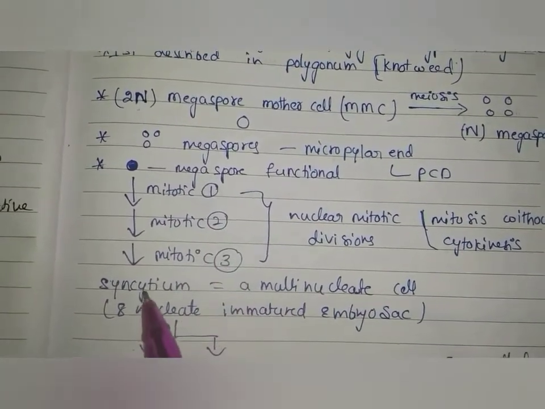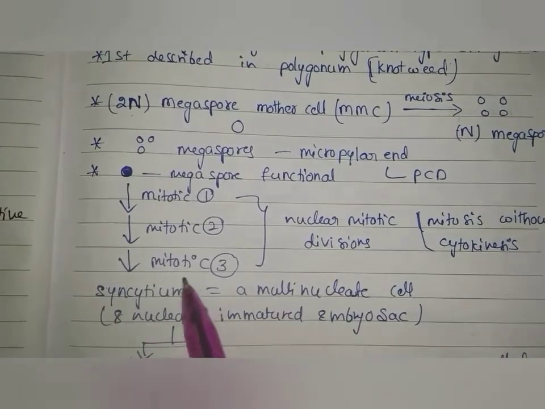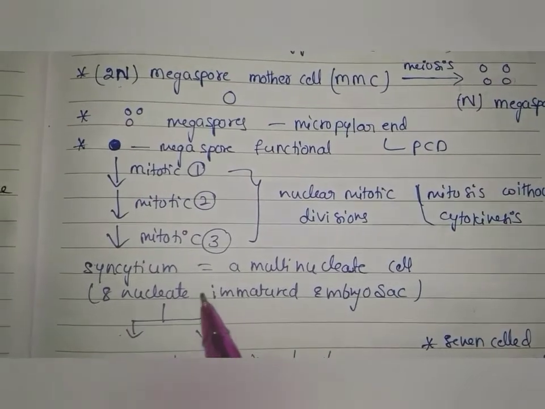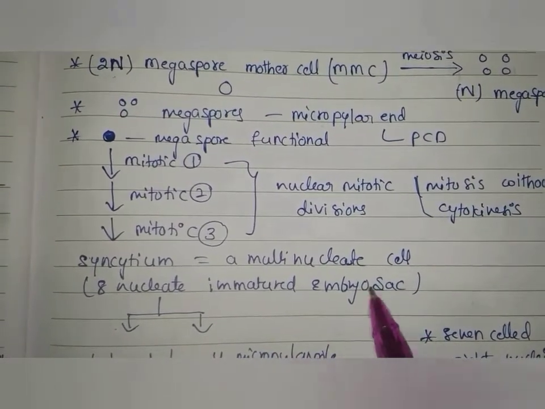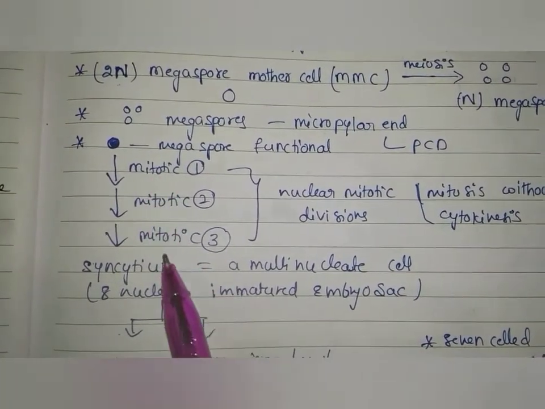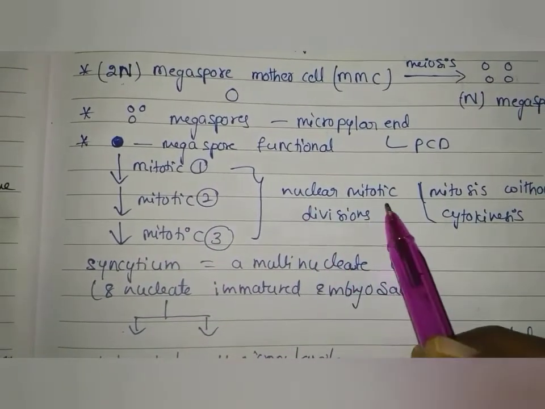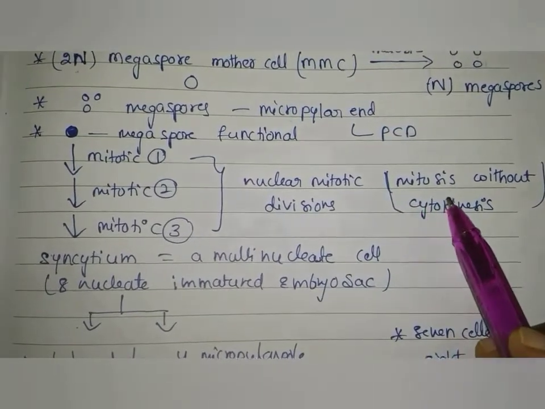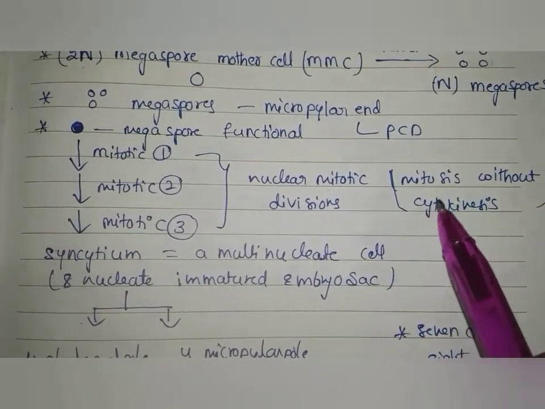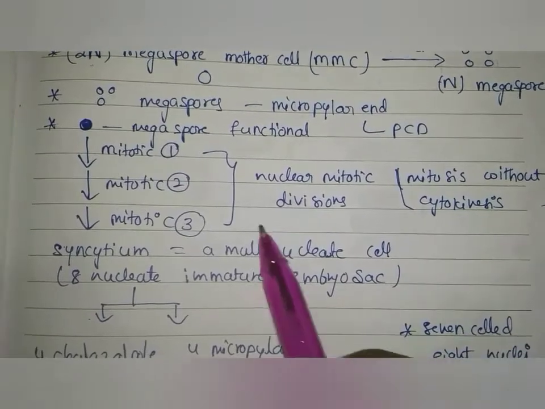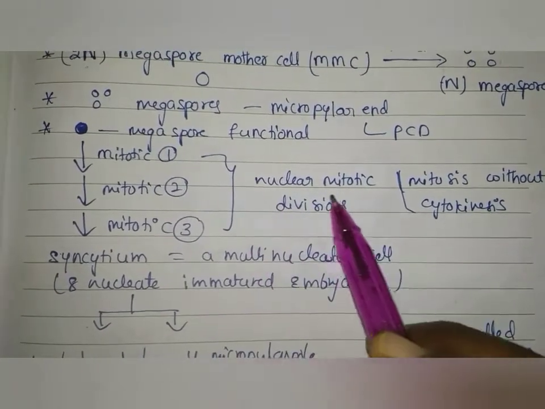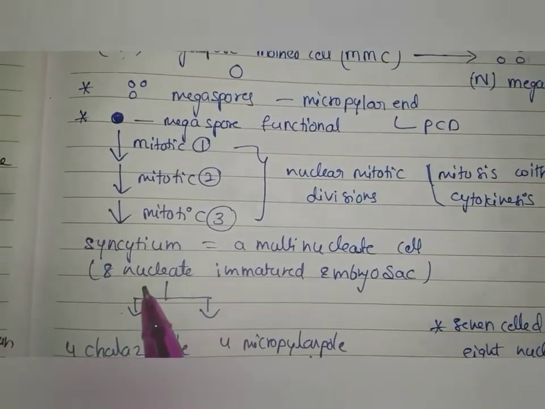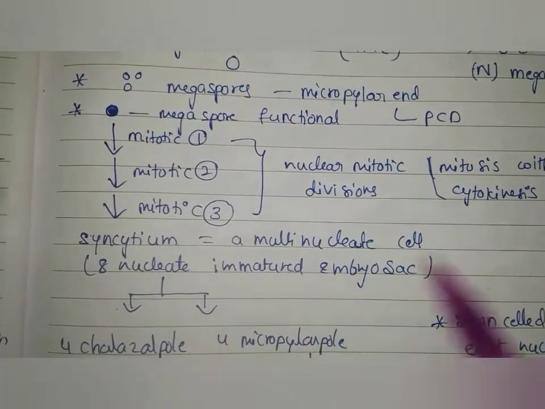Finally, the fourth megaspore, which is the functional one, undergoes three rounds of mitotic divisions to form a multinucleated syncytium. This is actually an eight-nucleated immature embryo sac formed by these three mitotic divisions. These are nuclear mitotic divisions, where mitosis takes place without cytokinesis, so they are called only nuclear mitotic divisions.